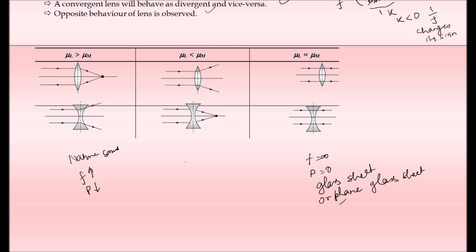Now we see the third case, when the refractive index of lens is less than the refractive index of medium, then we see the opposite behavior. For convex lens, f becomes negative, and for concave lens, f becomes positive. And this is a very important concept to learn.